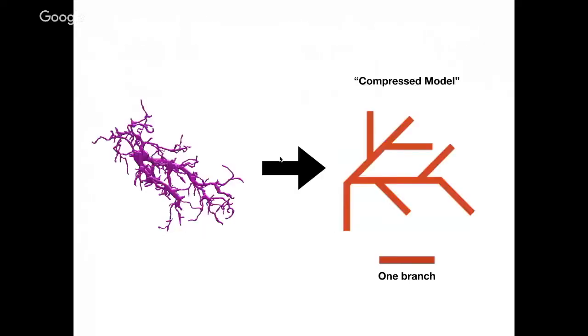So essentially what we did was we took this one neuron, with its particular geometry, and we say that each branch of the neuron corresponds to one branch in this compressed model. So as you see, we see a little branch coming off the neuron, and we would denote that as one branch in this one compressed model.